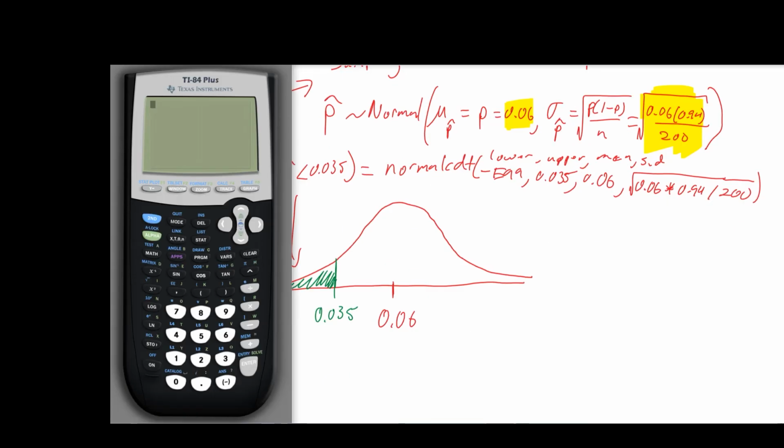Okay, so we're back at the calculator here. Let's go to second distribution and go to normal CDF. And our lower bound here will be negative E99. Just make sure you're using a negative symbol and not the subtraction symbol. Our upper bound here will be 0.035. I do expect this area to be less than 50%, right? Just by the looks of that shaded region. The mean here is 0.06. And the standard deviation here, let's go ahead and clear this out.